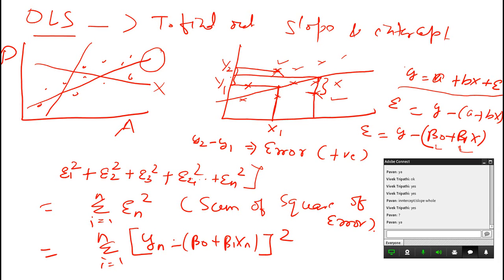Anyway, so now the question is, see, the objective of this analysis, the ordinary least square analysis, OLS analysis, is to find out what is beta naught and beta 1. If you know beta naught and beta 1, you will be able to find out the relationship between y and x. Okay.